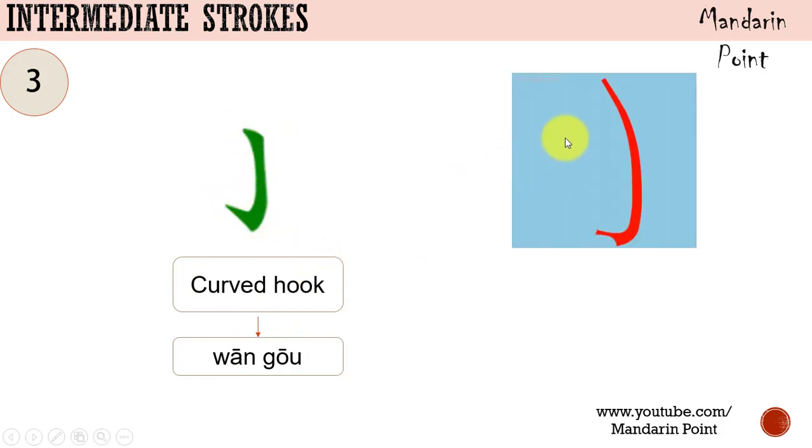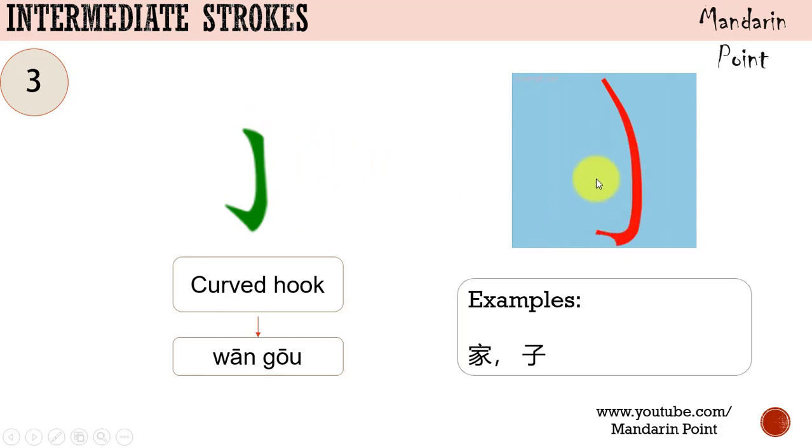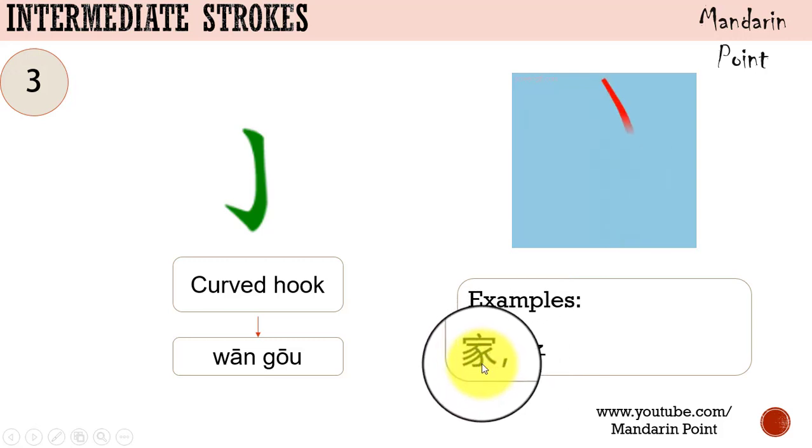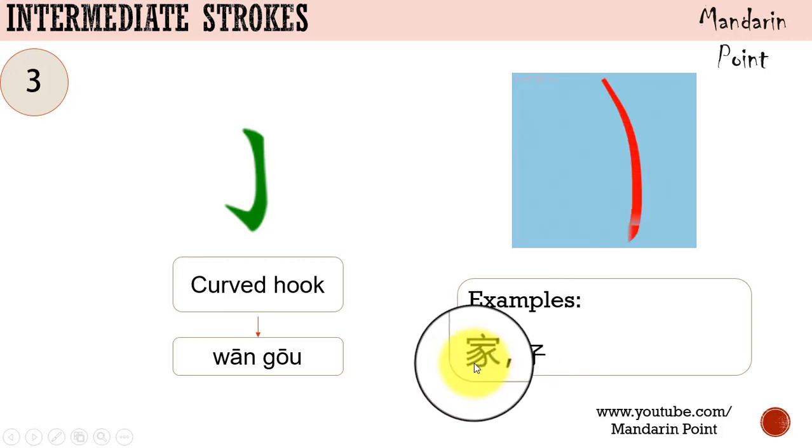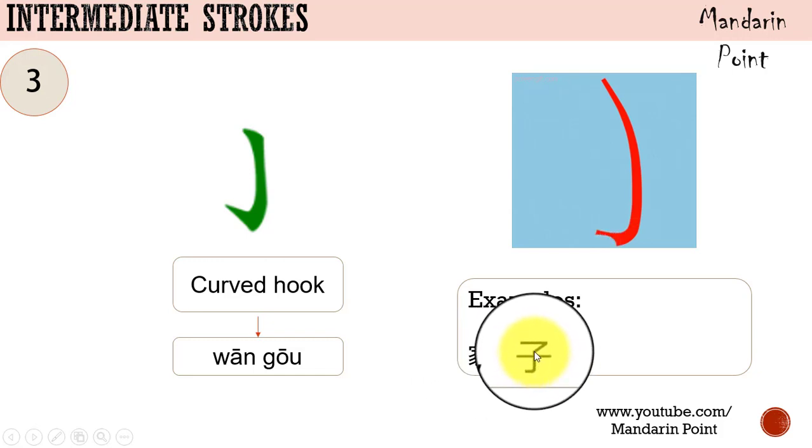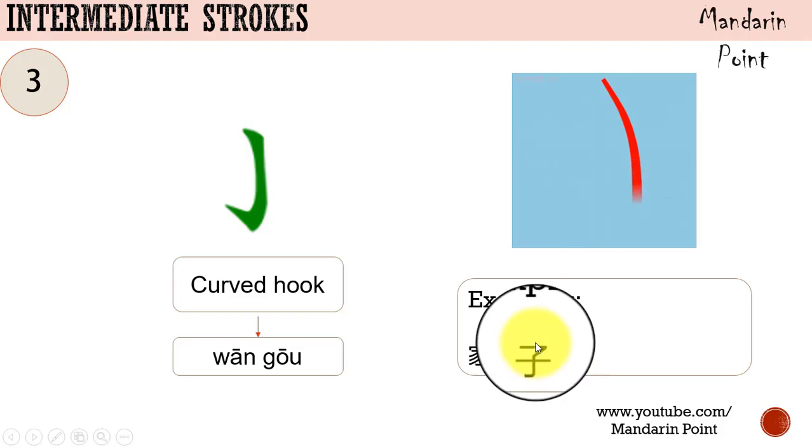And yes, you can see it is a curve. It is not just vertically straight, it is a curve with a hook at the end. Got it? Let's find out an example. Here you can see this one is wan gou, and this one is also wan gou.